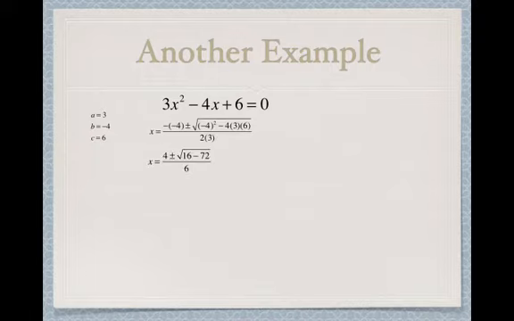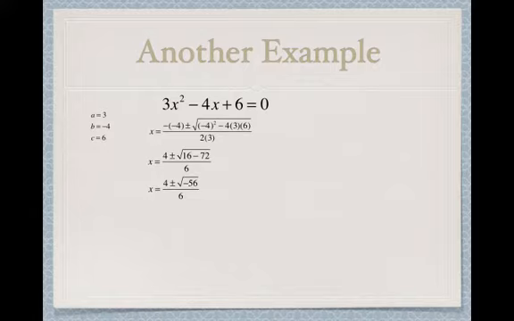Okay, the -4 will become a positive. -4 squared is a positive 16. And then we have a -4 times 3 times 6. Okay, there's only one minus sign, or negative sign, so we're going to get minus. 4 times 3 is 12, times 6 would be 72. And once you subtract those, you'll get a -56.